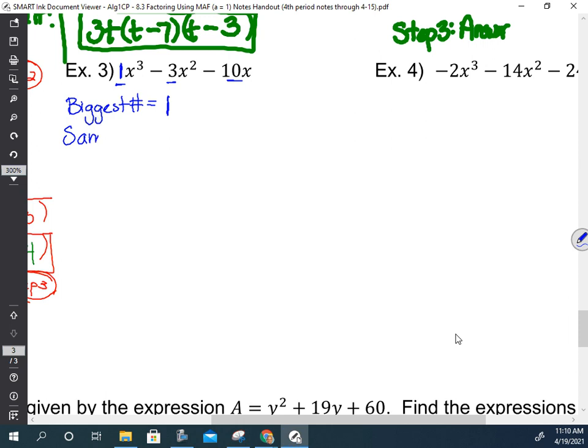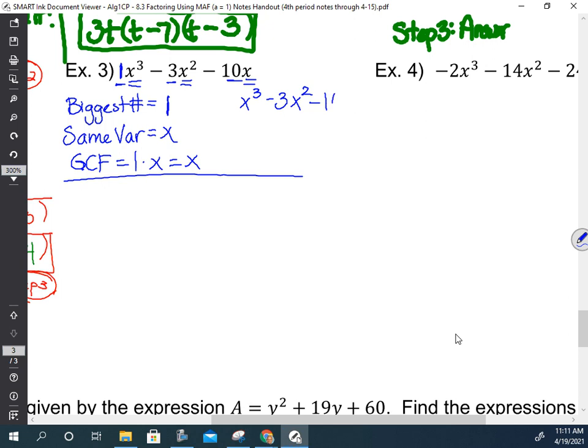Now we look for the variable. Same variable, you have x to the third, x squared, and x. You can take out x. So your greatest common factor is 1 times x, which is just x. That's your first step. Since your greatest common factor is x, now you've got to divide it out. So now we divide out the x. If you divide out the x, you end up with x squared minus 3x minus 10. So now we're done with step number 1. Any questions before we continue?